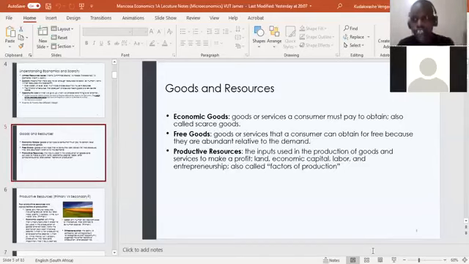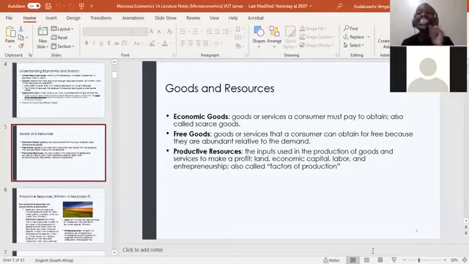So the question may come now and ask you, would you consider free education a free good? It's in the name, it's free education. Would you consider it a free good? So in essence, yes, free education is a free good because you're obtaining it for free. But at certain points in time, you cannot consider it as a free good because there is a hidden cost that is attached to it.